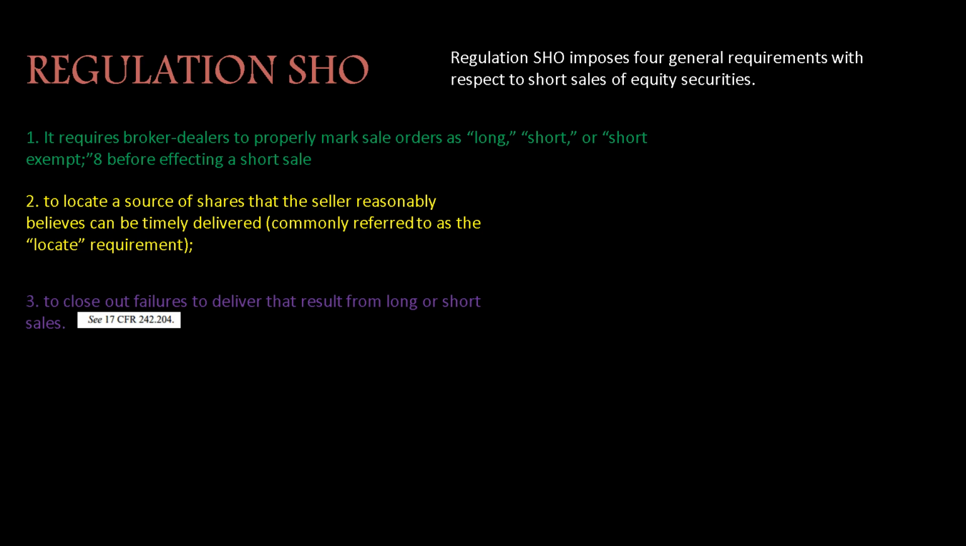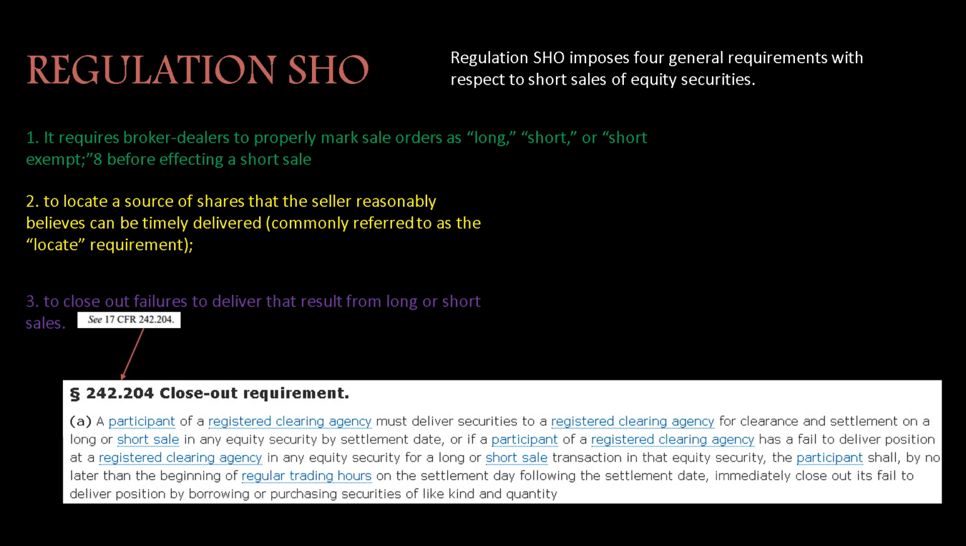And then it refers you to CFR 242.204, which is the close-out requirement rule in the Code of Federal Regulations, which says a participant of a registered clearing agency must deliver securities to a registered clearing agency for clearance and settlement on a long or short sale in any equity security by settlement date, or if a participant of a registered clearing agency has a failure to deliver position at a registered clearing agency in any equity security for a long or short sale transaction in that security, the participant shall, by no later than the beginning of regular trading hours on the settlement day following the settlement date, immediately close out its fail to deliver position by borrowing or purchasing securities of like kind and quantity.